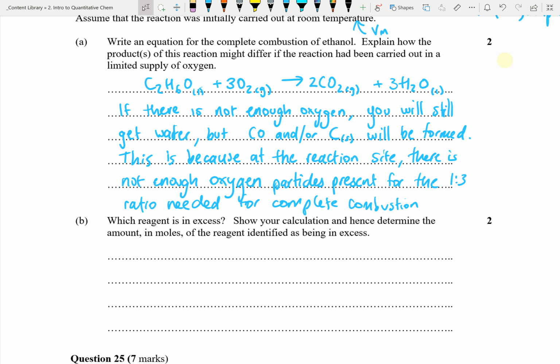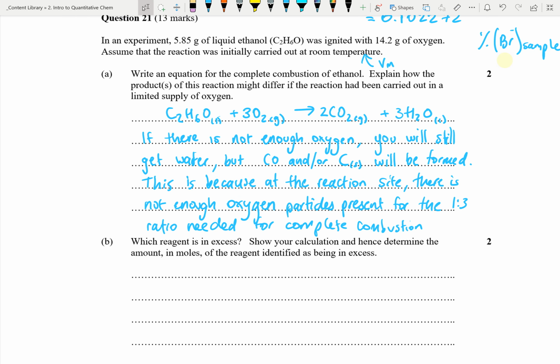Okay, which reagent or reactant is in excess? Show your calculations and hence determine the amount of moles of the reagent identified as being in excess. Okay. Right, we've got to figure out how many particles do we have of ethanol, how many particles do we have of oxygen, put them in the context of their 1:3 ratio, which is their stoichiometry, and assess which one's going to be left over and how much of it. So moles, it's a lot going on for 2 marks actually.